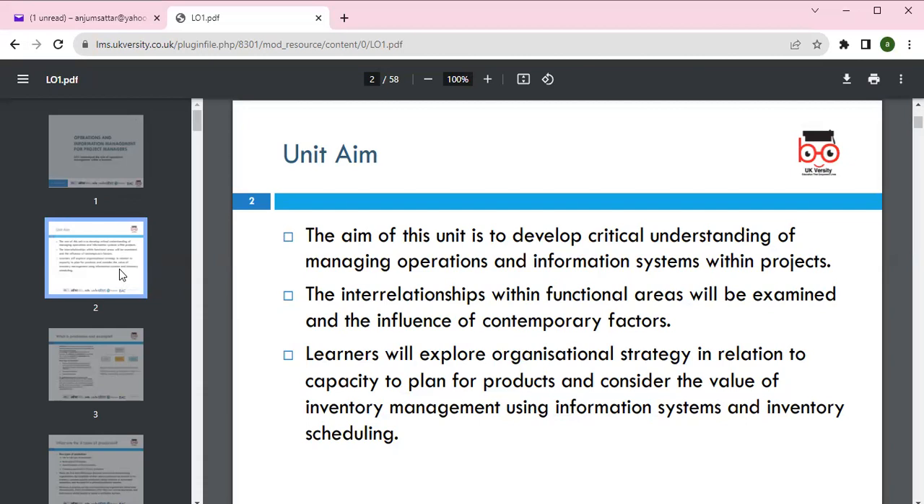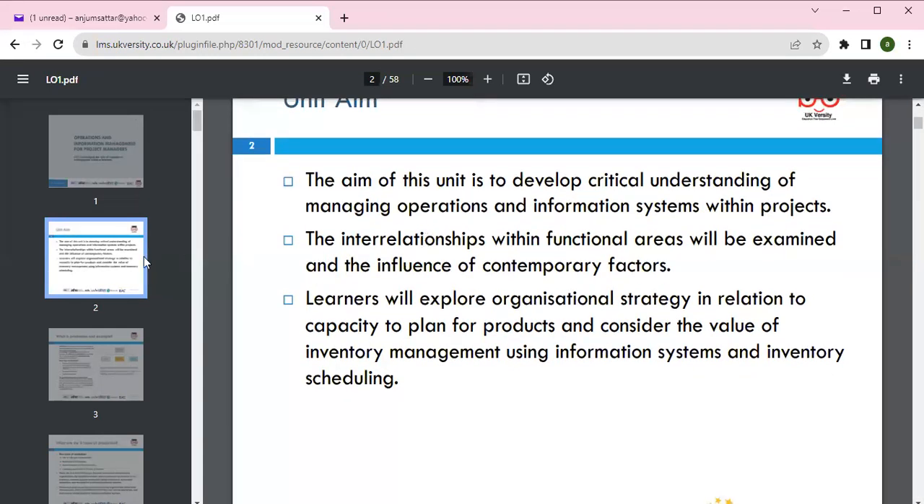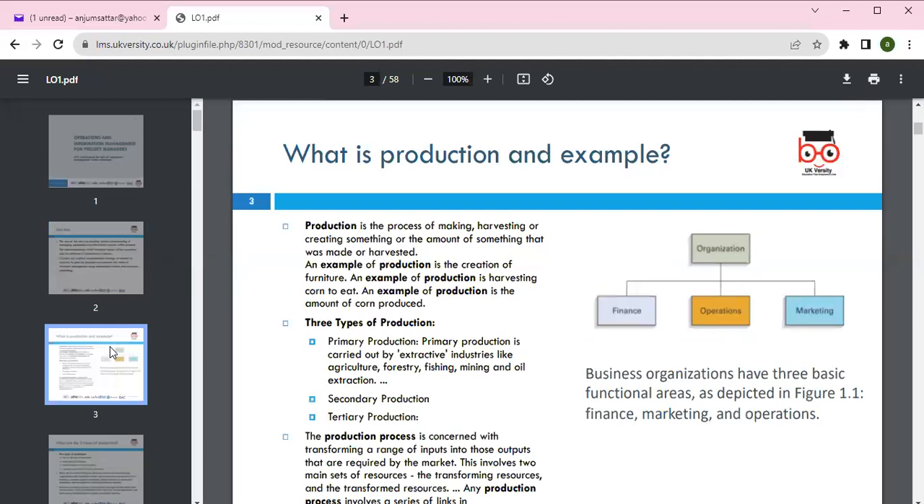Organization strategy means the action plan in relation to capacity plans, products, values, inventories, stock, and information systems. Why is it crucial? That will all be in our discussion.